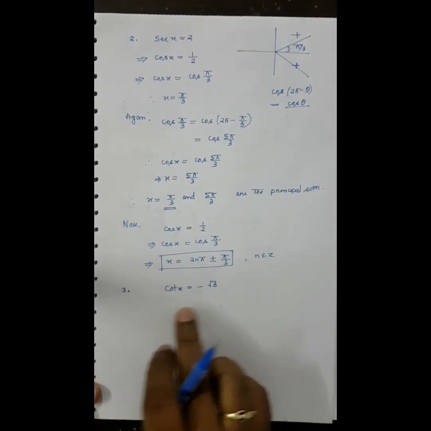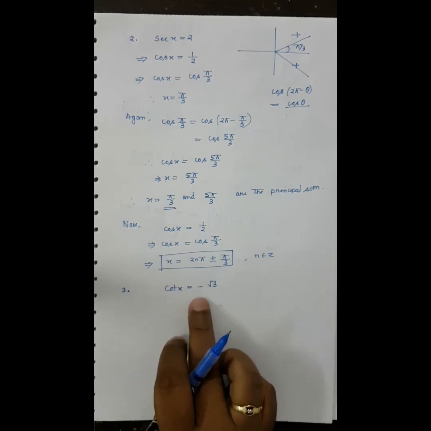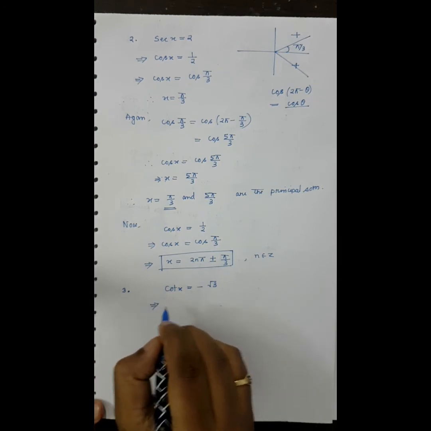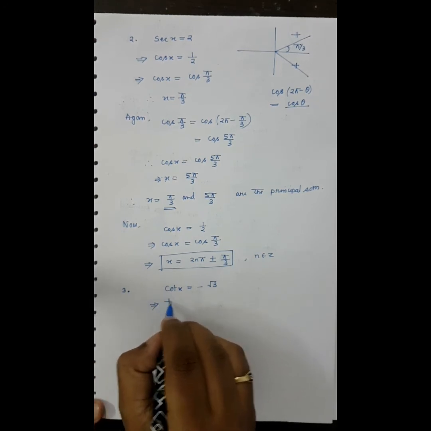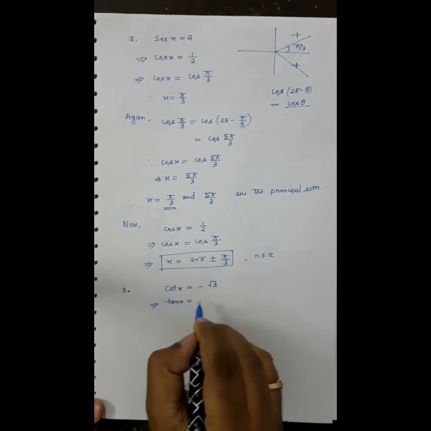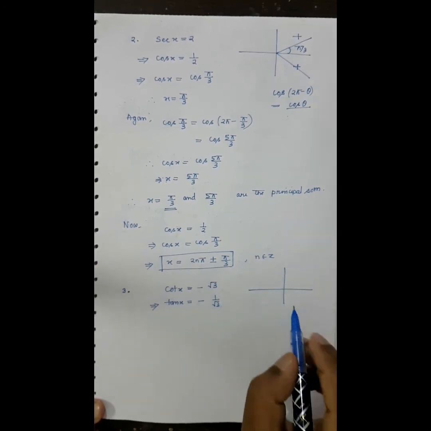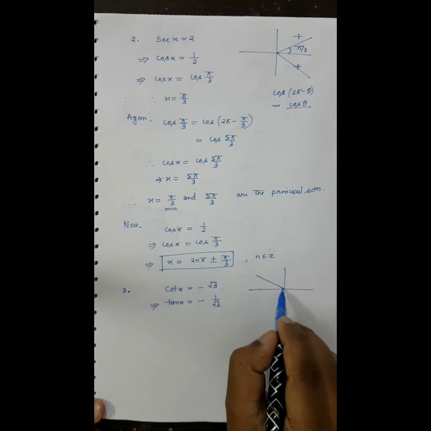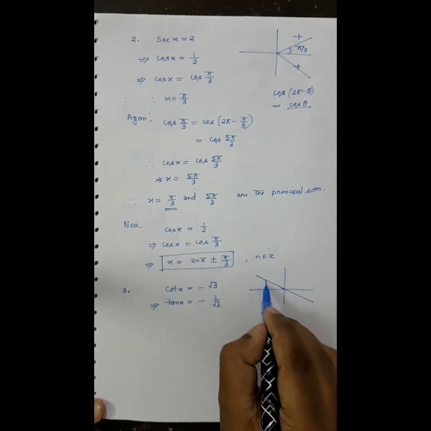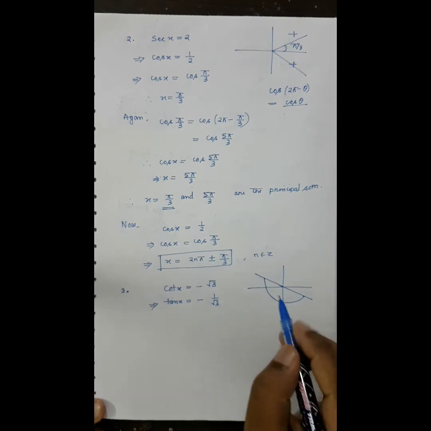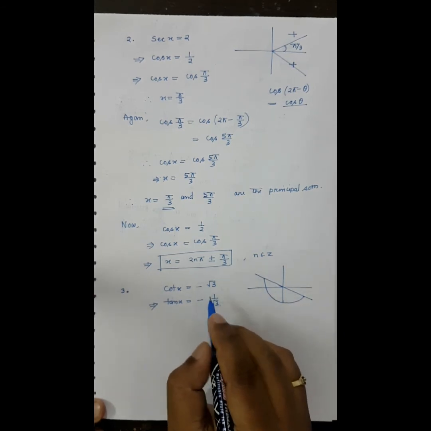Now number 3, cot x is equal to minus root 3. So we know the formula of tan x. If I find the reciprocal, it will be tan x equal to minus 1 by root 3. So tan x is negative in the third quadrant and in the fourth quadrant. See, after every pi radian the value of tan x repeats itself. So this is minus 1 by root 3.